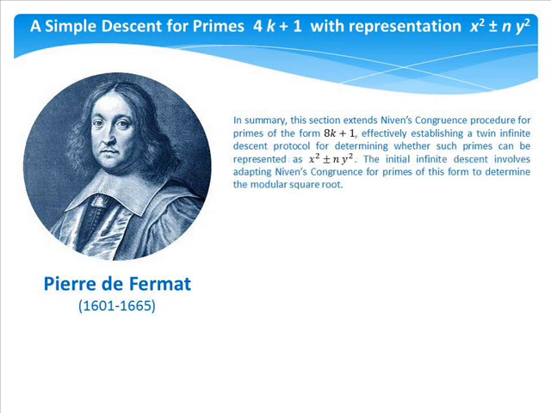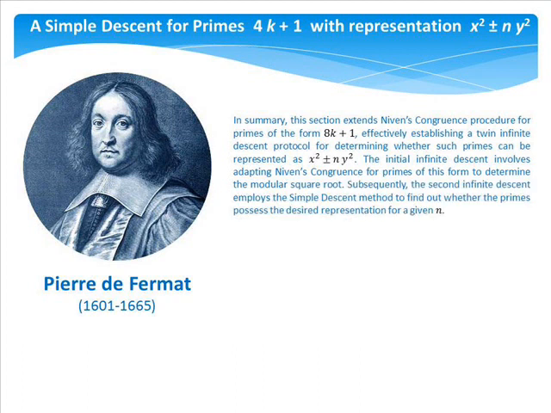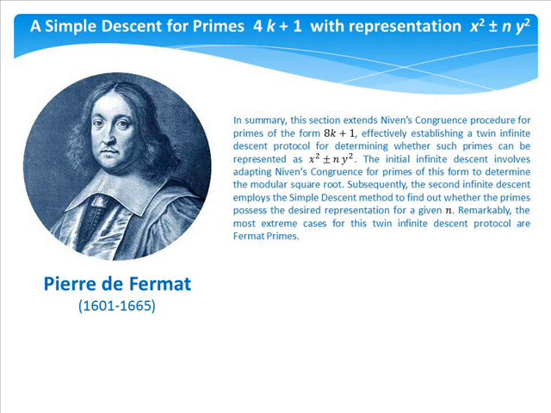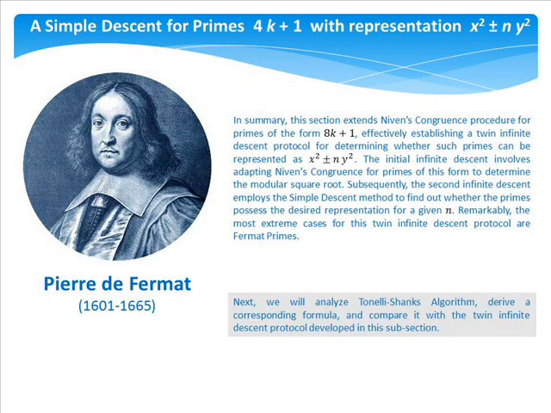The initial infinite descent involves adapting Neven's congruence for primes of this form to determine the modular square root. Subsequently, the second infinite descent employs the simple descent method to find out whether the primes possess the desired representations for a given n. Remarkably, the most extreme cases for this twin infinite descent protocol are Fermat primes. In the next subsection, we will analyze Tonelli-Shanks algorithm, derive a corresponding formula, and compare it with the twin infinite descent protocol developed in this subsection.